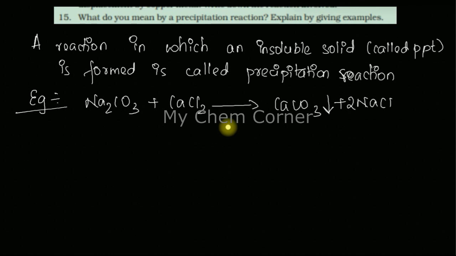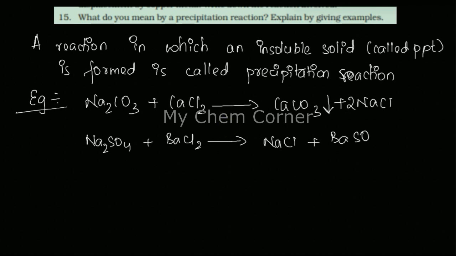Now since they have specifically mentioned explain by giving examples, I will want to give another example here where you have sodium sulfate plus barium chloride. Now when you mix both of this, double displacement reaction will take place. So you will get NaCl plus barium sulfate. Now in this case, barium sulfate is going to be the precipitate that is forming. Therefore, you get it under precipitation reaction.